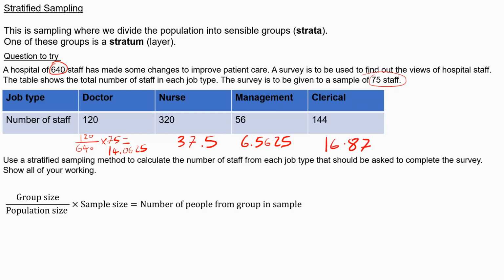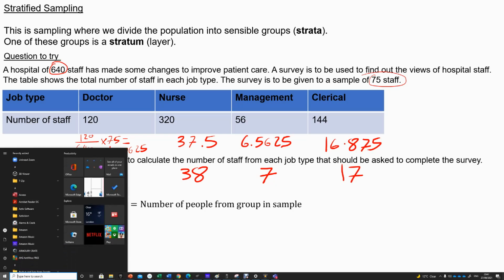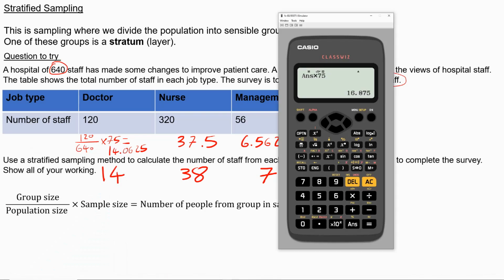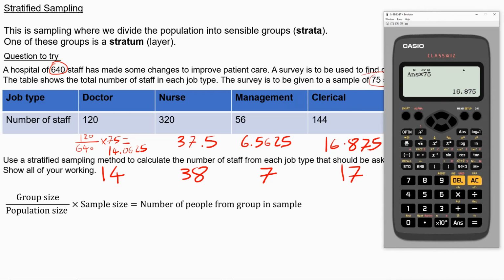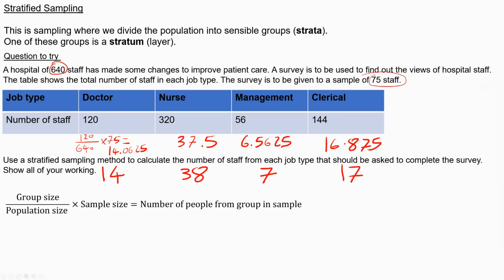So let's see what we can get. If I round all of these to the nearest whole number, I have 14, 38, 7 and 17. Now we need to make sure that these add up to 75, so let's do that. They actually add up to 76.